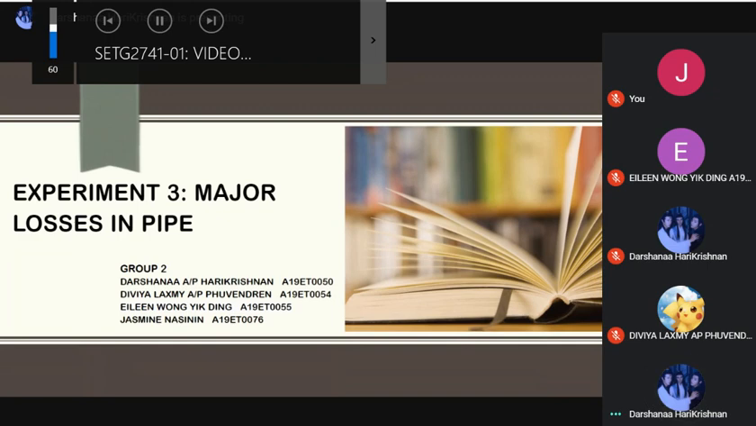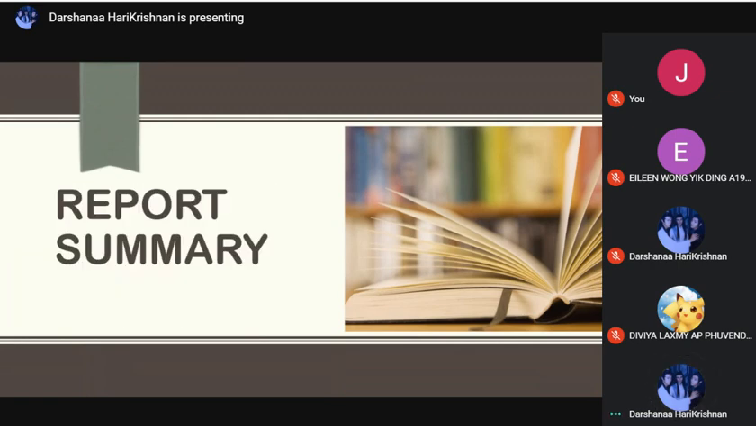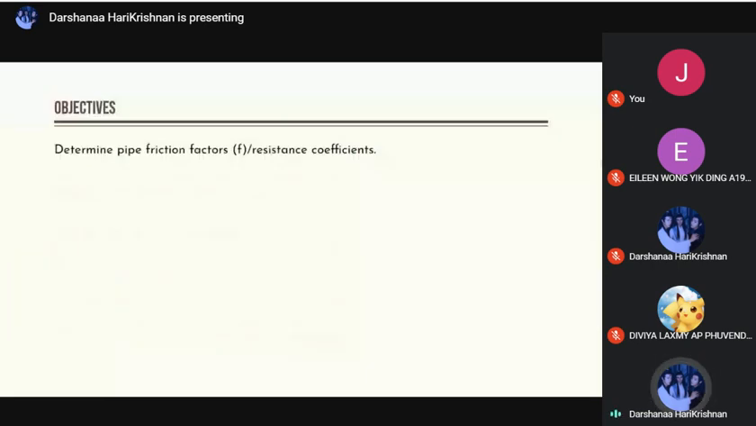Very good day. Today my group 2 will be presenting about experiment 3, which is major losses in pipe. To start off, the objective of this experiment is to determine pipe friction factors or resistance coefficients.